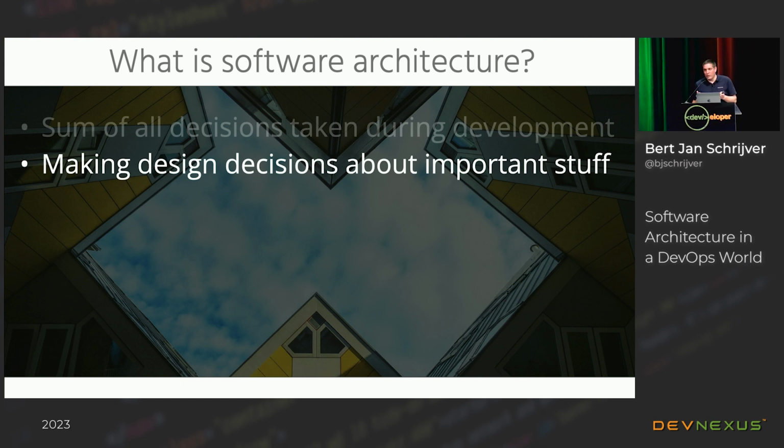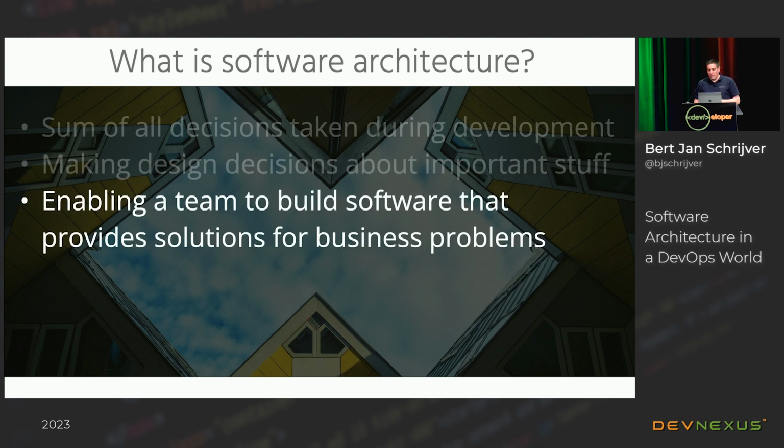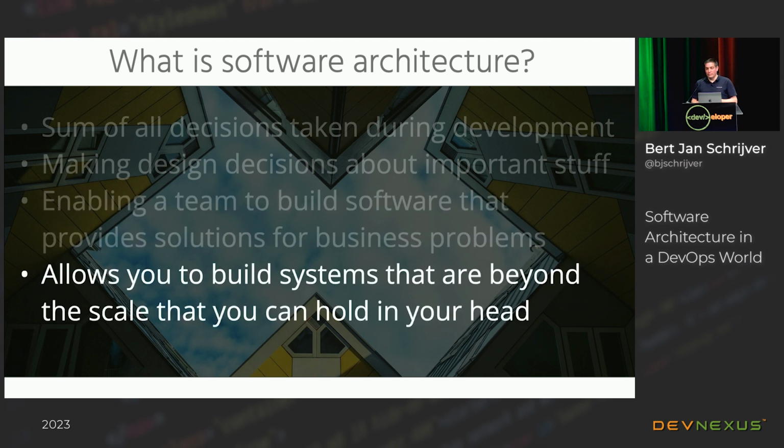So significance is measured by the cost of change. Sorry about that. It's about the choices you can't really revert later or that are really expensive to revert later. It's about enabling a team to build software that provides solutions for business problems. So in the end, we're there to help our business win, right? To make our business succeed.